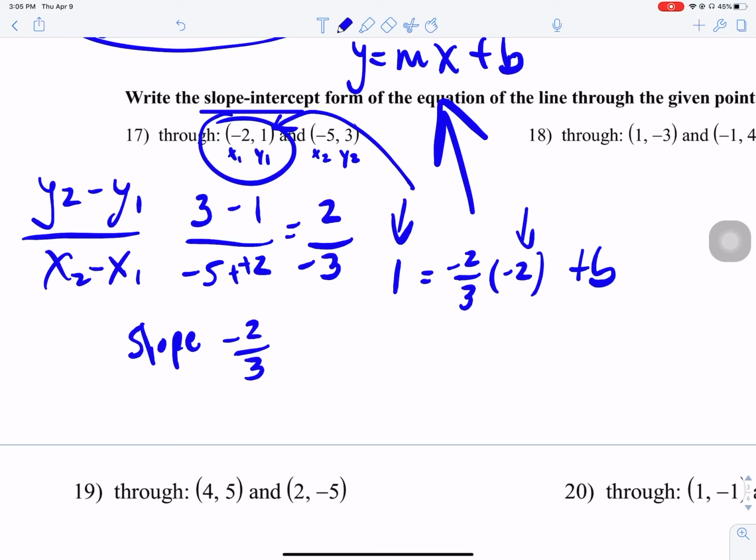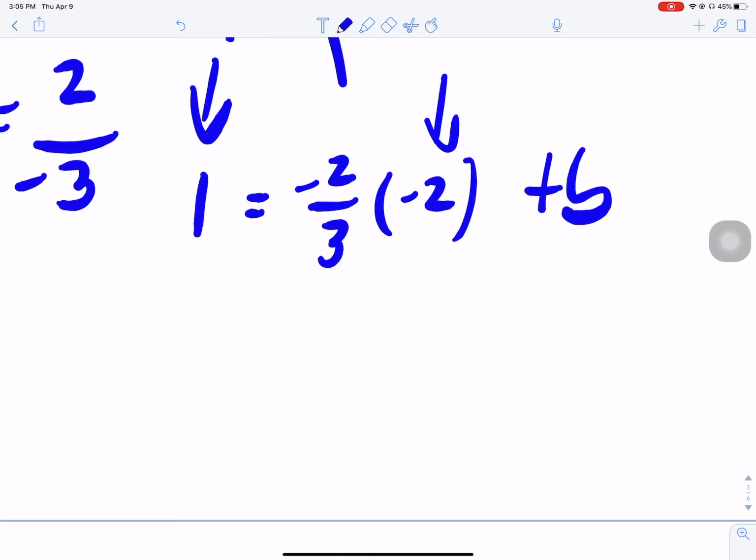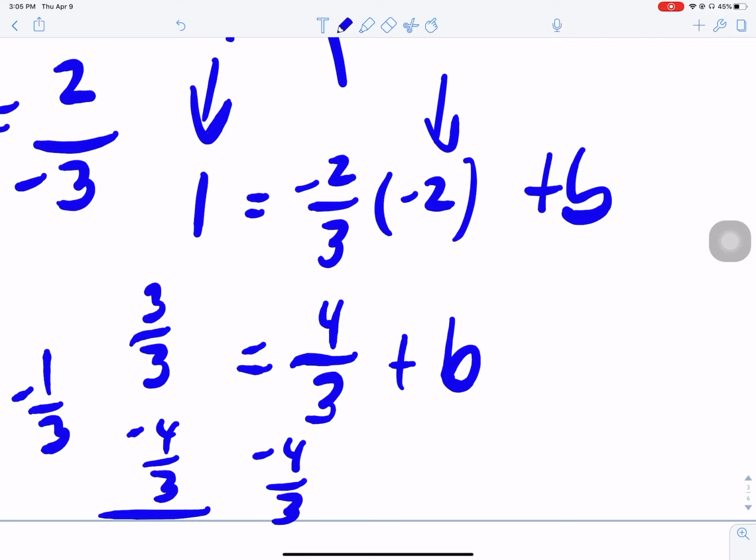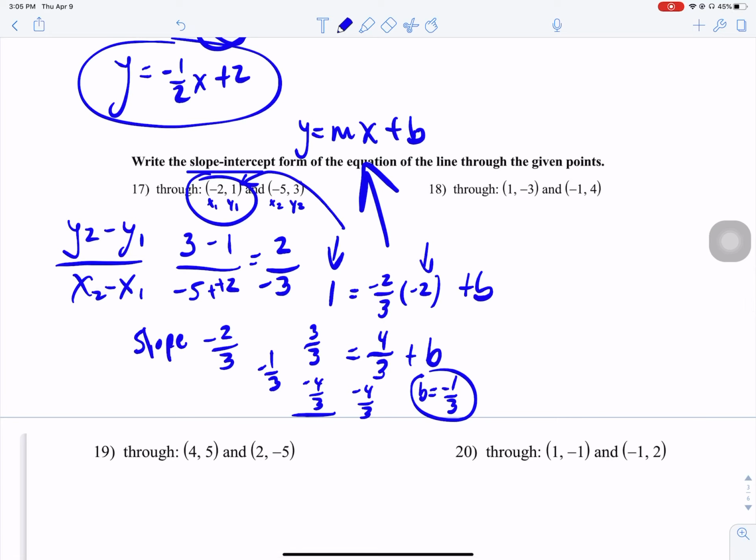Now I'm just multiplying and solving. Negative 2/3 times negative 2 is 4/3 plus b. Solve for b, minus 4/3. 1 take away 4/3. We'll turn 1 into a fraction with 3 on the bottom. See how 3/3 is still 1? Now if you do this problem, the answer is negative 1/3. That's what b is. b equals negative 1/3. So when I write my equation, I can finally write y equals negative 2/3 x plus, or I should say minus 1/3.